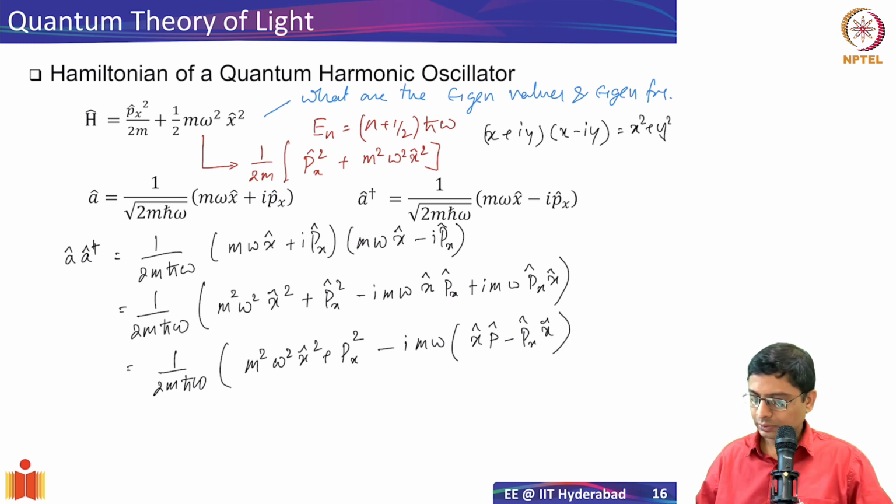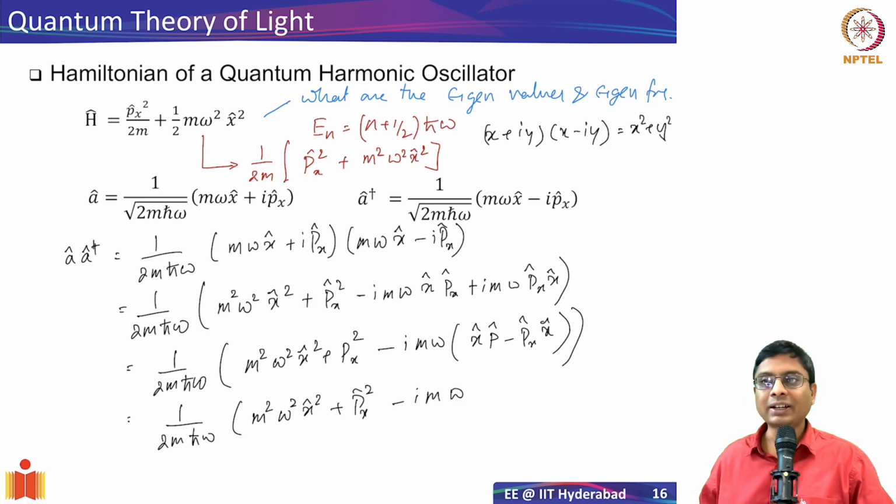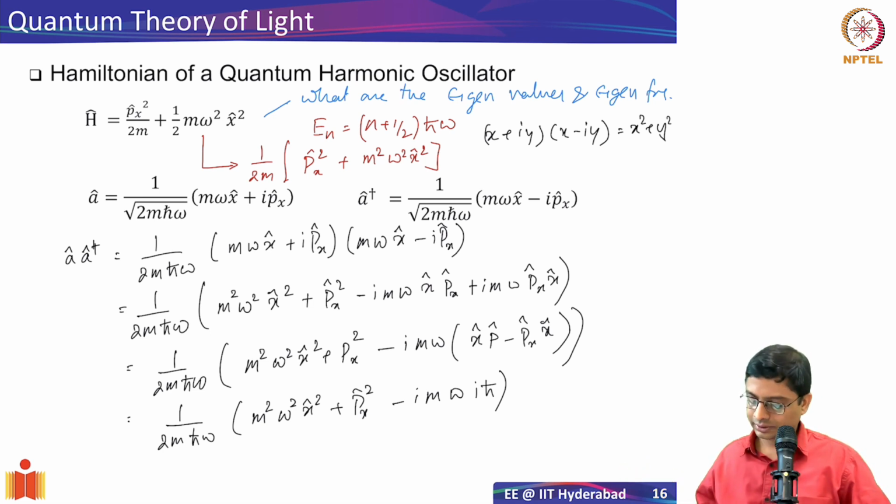Correct? This is what I have. So that's going to be equal to 1 by 2m h cross omega into m square omega square x cap square plus px square, minus i m omega, and this is i h cross, right? So i h cross, correct? So effectively this is coming out as h cross omega. Or rather this will simplify to 1 over 2m h cross omega.